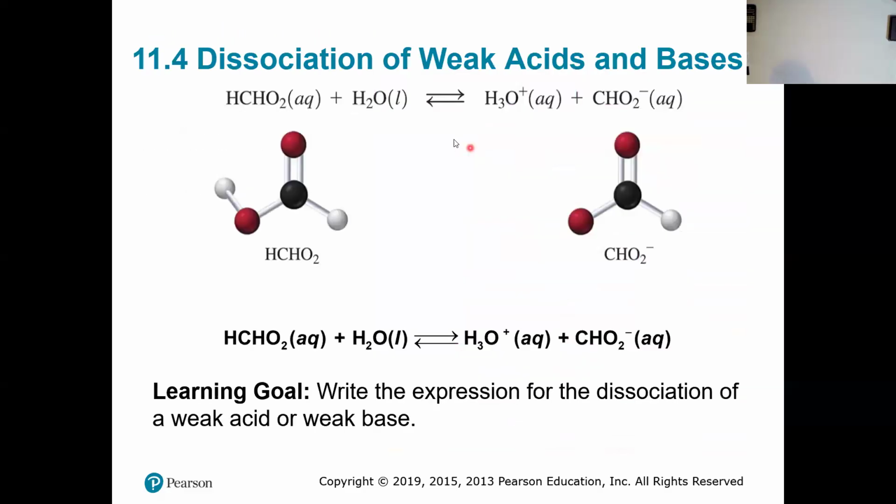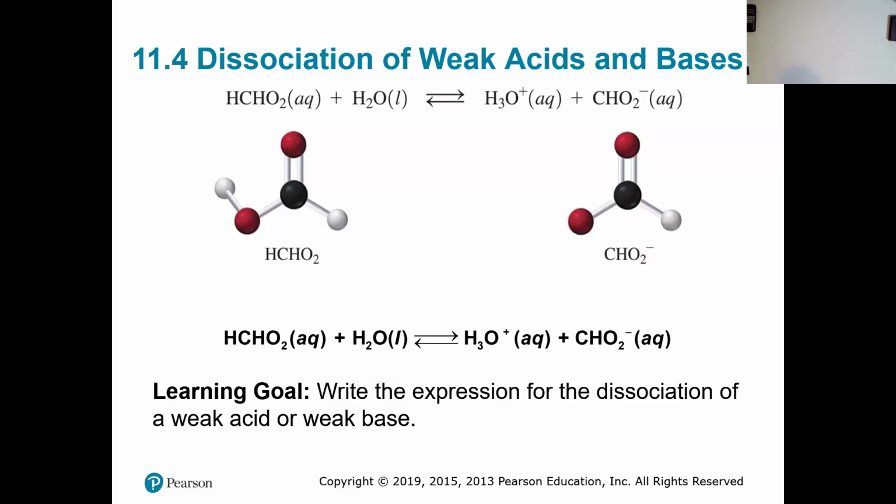All right, we're going to look at the weak acids and weak bases next. The title of this says dissociation of weak acids and bases, and that's because since weak acids and weak bases don't completely separate, we have to be able to figure out how much they're going to separate in solution.